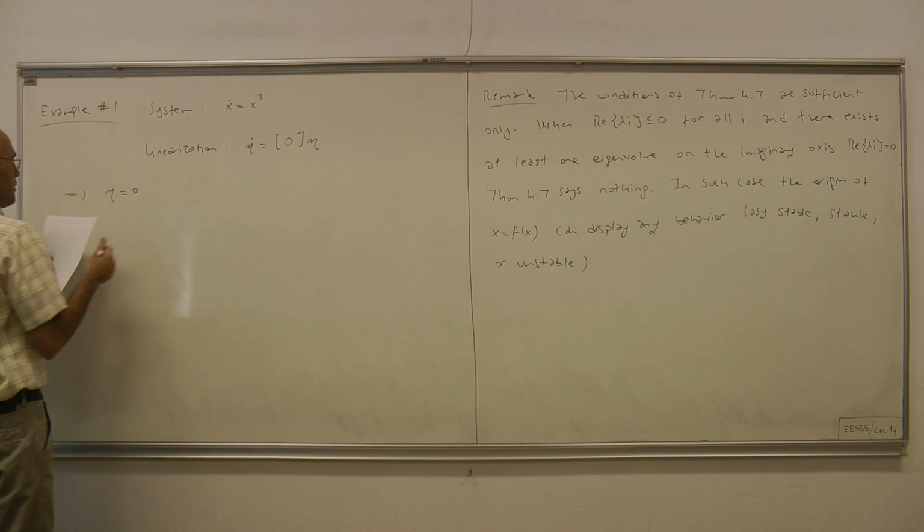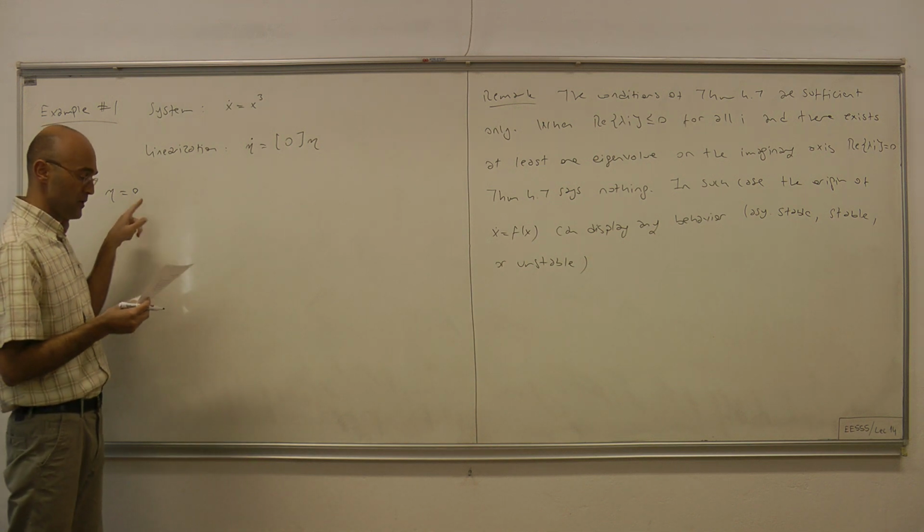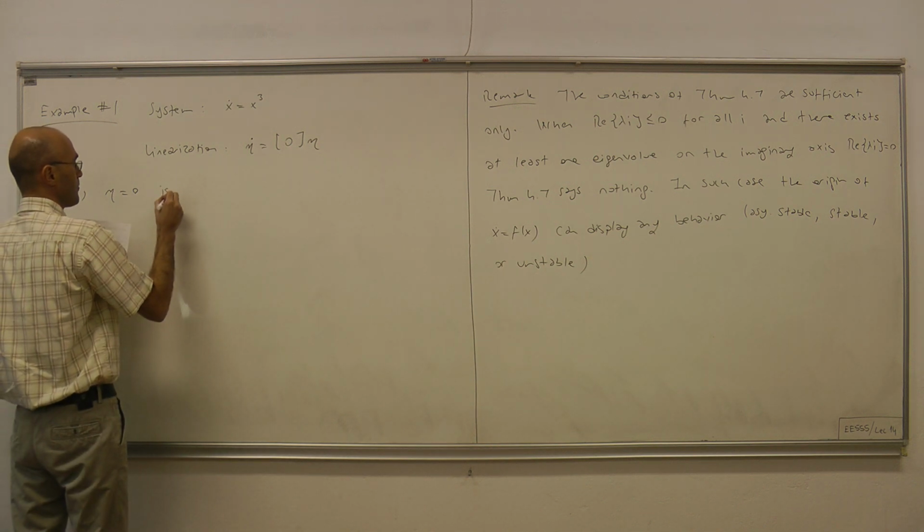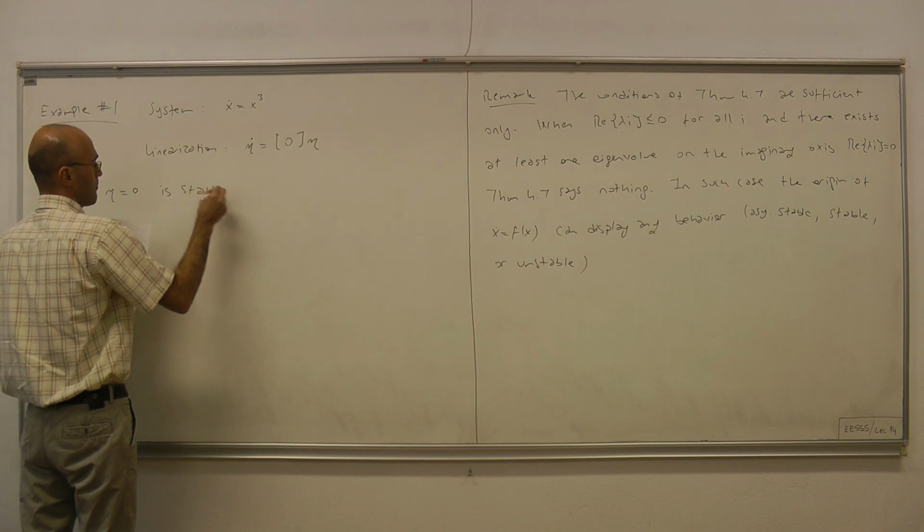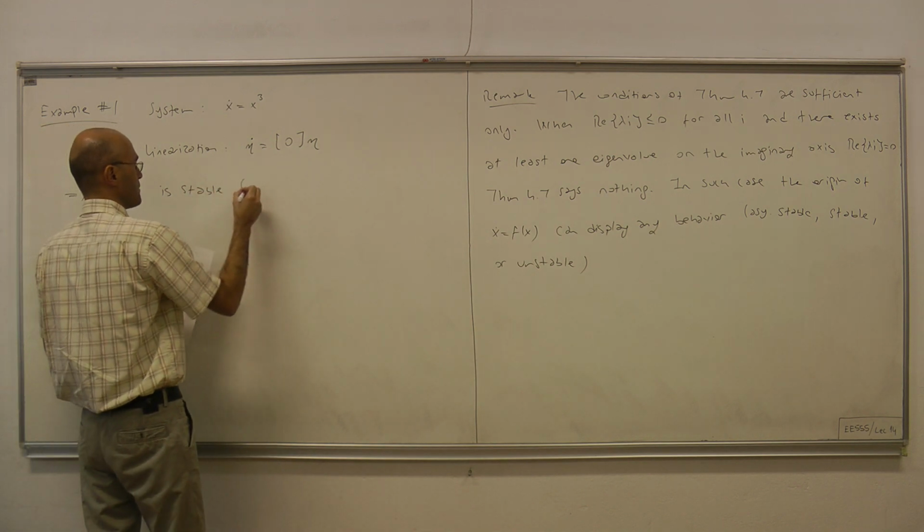Eta equals 0. The origin of the linear system is stable, but not asymptotically stable.